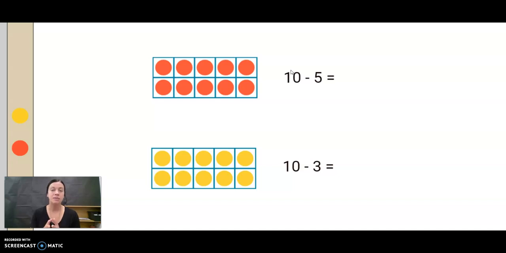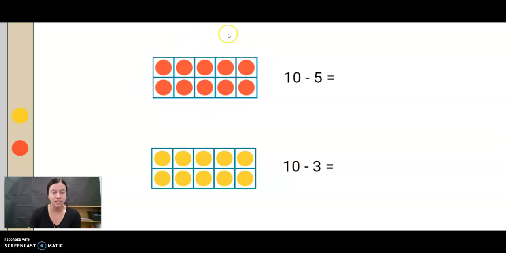So you are going to be flexible with this strategy by using it anytime you see a subtraction problem that starts with 10. If you have a subtraction problem that doesn't start with 10, it might not be the most efficient strategy for that problem. But as you can see, we're going to look at these first two problems, and both of them are a subtraction problem or a takeaway problem that starts with a whole or a total of 10.